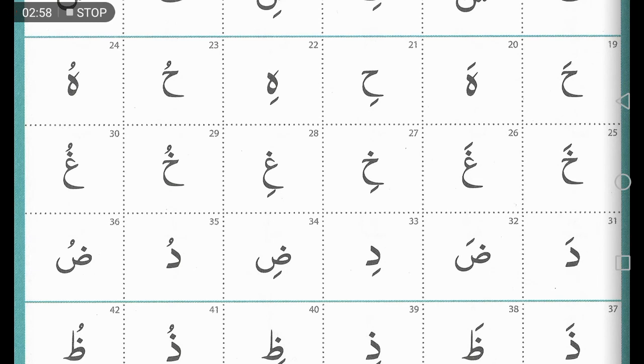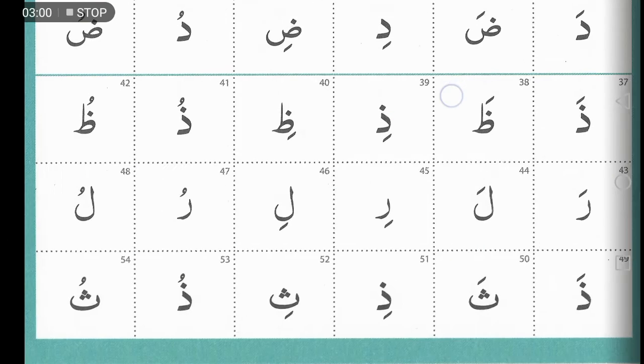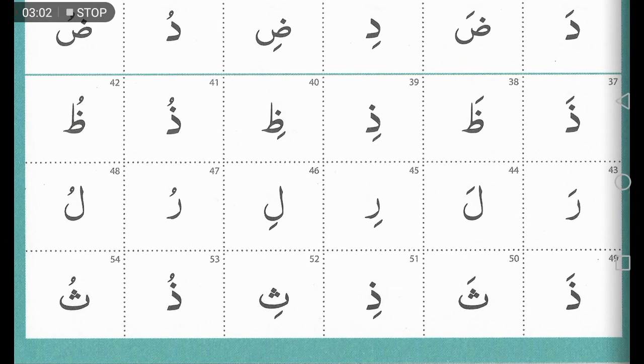Next line, we're on to box number 37, a dal, and box number 38 is a va. So the makhraj is the same, but dal is empty mouth, whereas va is full mouth. Let's have a go. The, va, vi, vi, vu, vu.